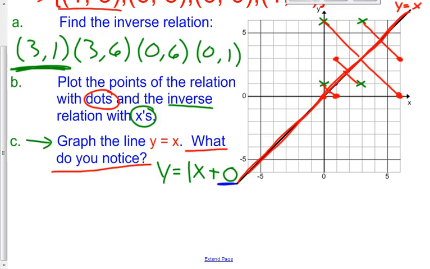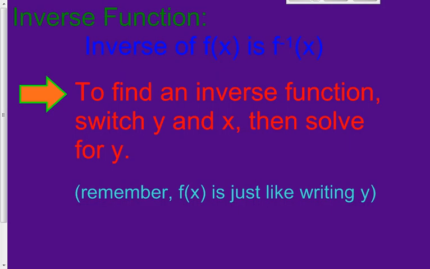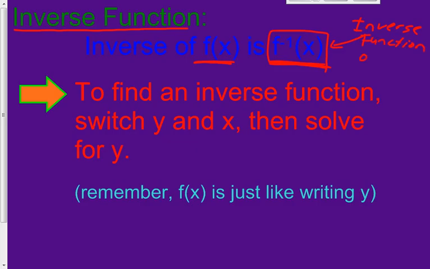Now that we've talked about relations, let's talk about functions. A function we always call f of x. So the inverse of that function we always call f to the negative first of x. We never read it like that. The way we read this is it is the inverse function of x. So whenever you see this, it's not f to the negative first of x. Read it as the inverse function of x.